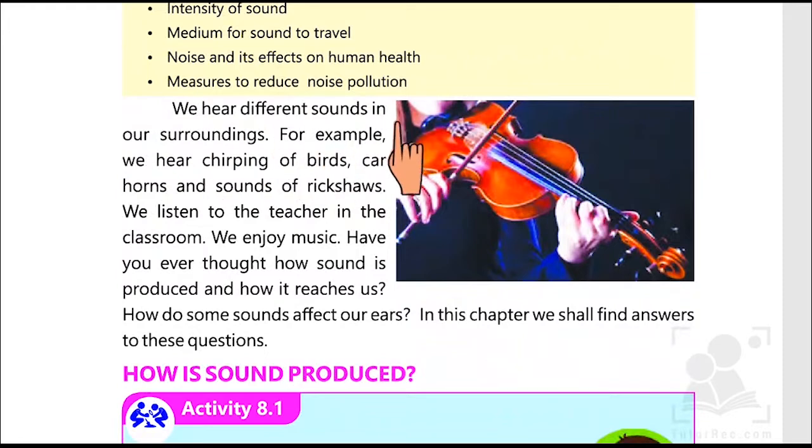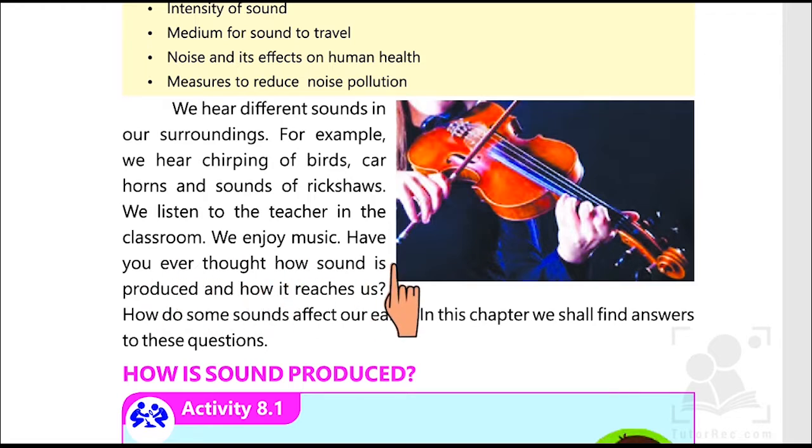We hear different sounds in our surroundings. For example, we hear chirping of birds, car horns and sounds of rickshaws. We listen to the teacher in the classroom. We enjoy music. So these are all sounds. Our life is surrounded with different kinds of sounds.